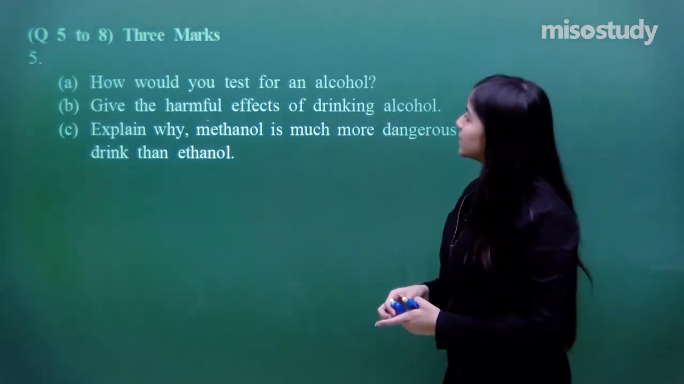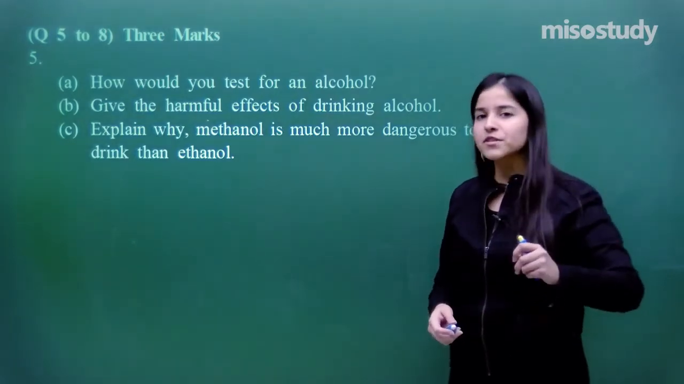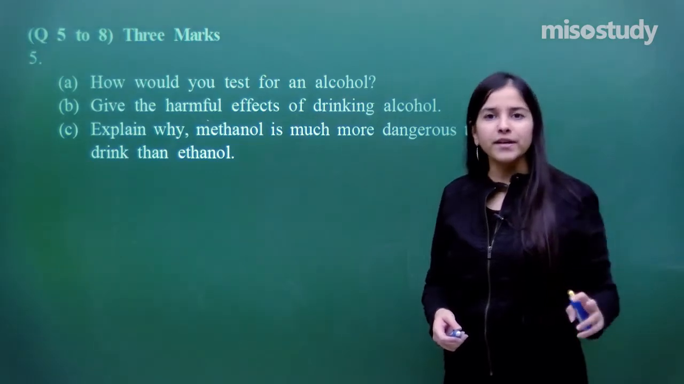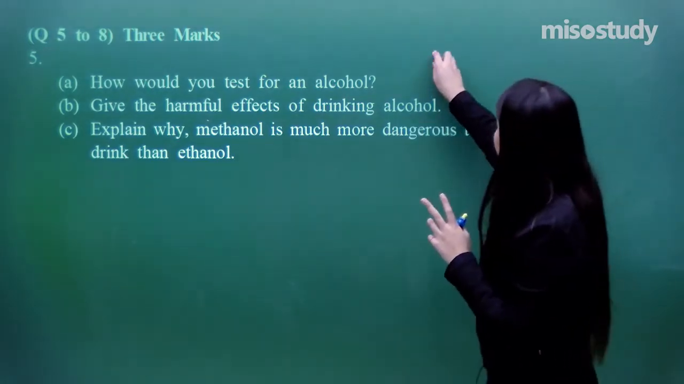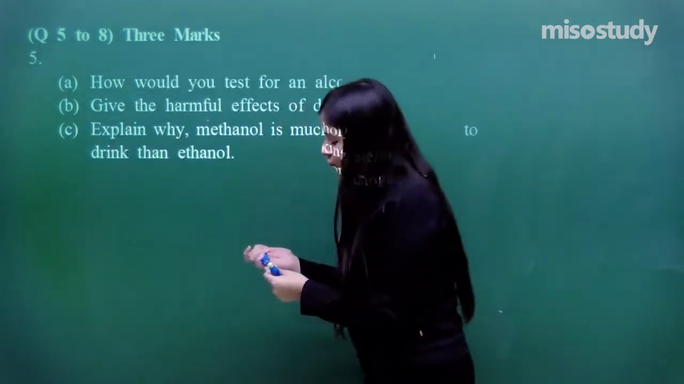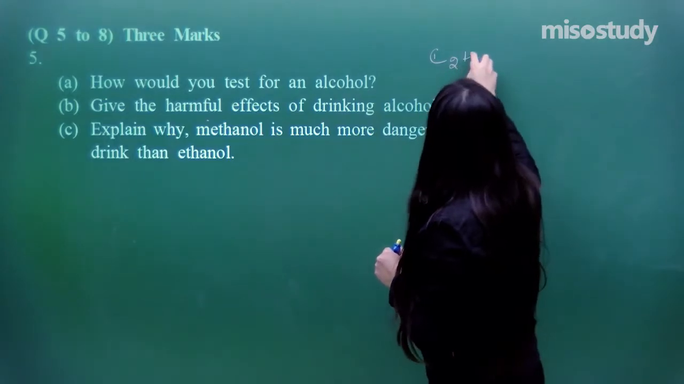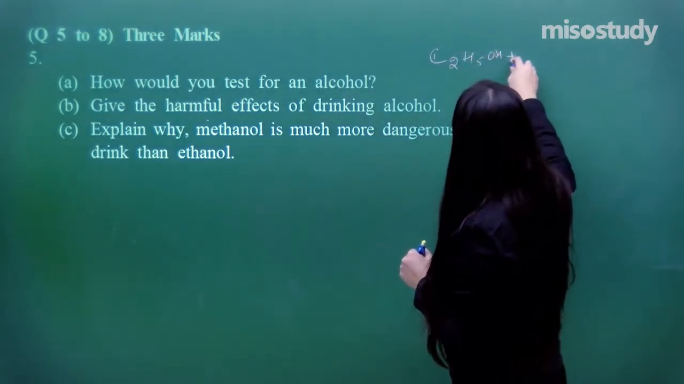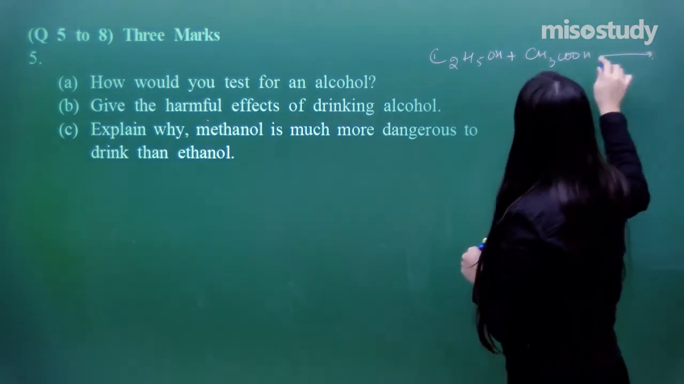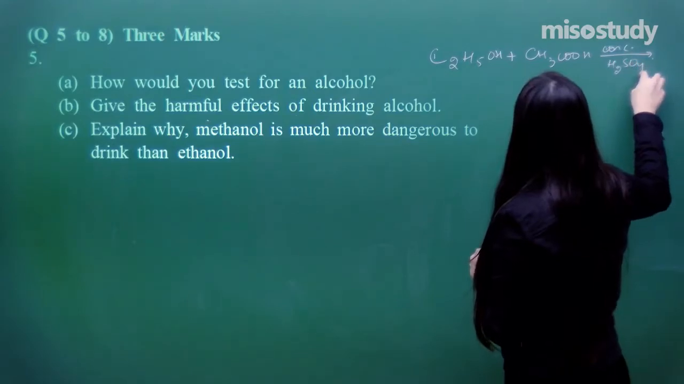5 to 8 3-mark question. How would you test for an alcohol? That what can be a possible test which will detect that this is an alcohol? So what you can do is, first reaction, just wait. Yeah, so first reaction can be, if I just try to react this alcohol with acetic acid, yes? What is the possible product which is formed in the presence of concentrated, few drops of concentrated sulfuric acid?